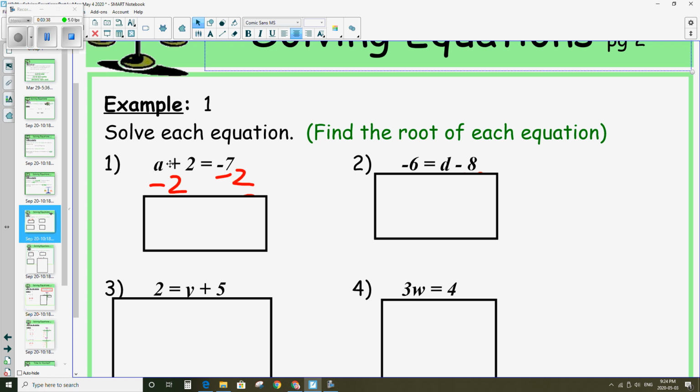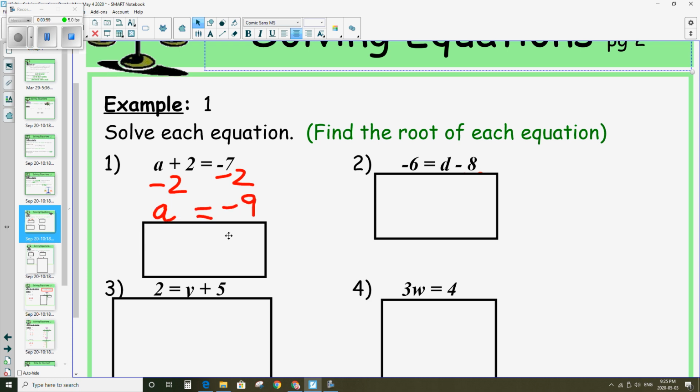The reason for that is it says A plus 2. If I subtract 2, then these two are going to cancel each other out, so we'll have the A by itself. And if you're going to subtract 2 from one side, you have to subtract 2 from the other side to be fair. So on the left-hand side, we have A, and on the right-hand side, we have -7 subtract 2, which is -9.